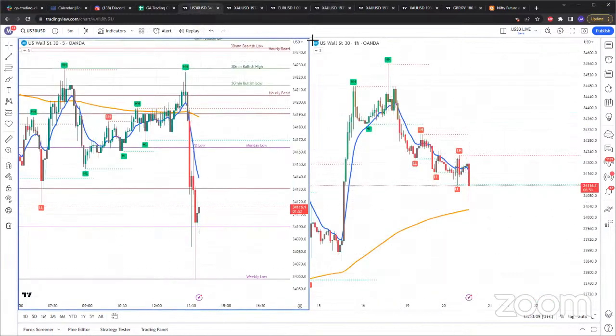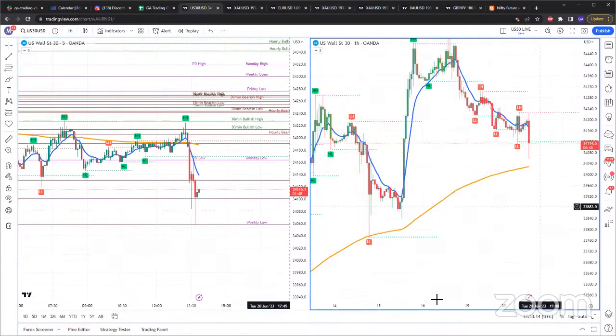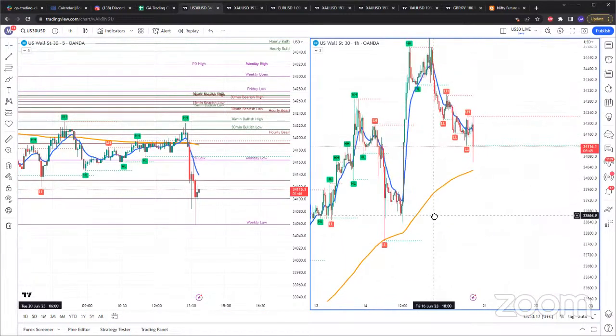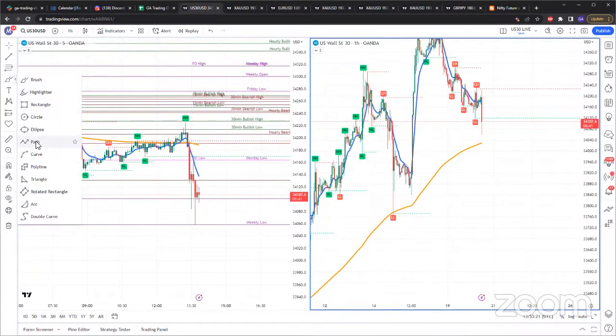US30, let's see what we have on US30. Looking on the hourly time frame, we have structure, right? So structure needs to be, or more than likely will be, completed.